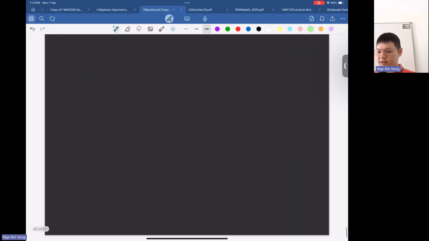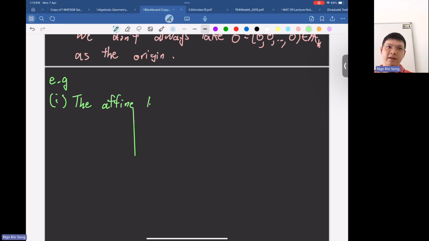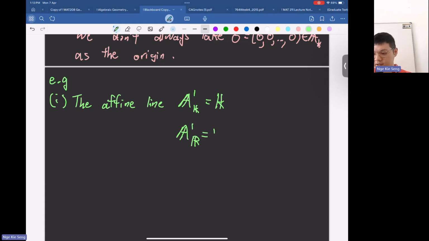So let's recall some familiar examples. Let's fix some n and K. Maybe you can look at the affine line. If we set n equals to 1, and K is just K, is this a number system? In particular, if you set it as R, then it's just the real number line. Maybe you will think, why do we need another name? Because in algebraic geometry we don't care about the origin.